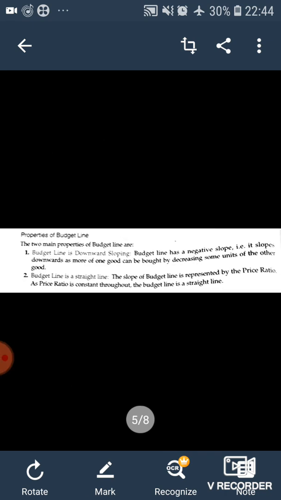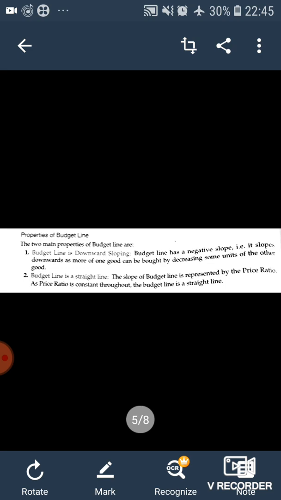Now what are the properties of the budget line? It slopes downward and it is a straight line. Why does it slope downwards? Because when consumption of one commodity is increased, it will reduce the quantity consumed of the other commodity, as the income of the consumer is given.